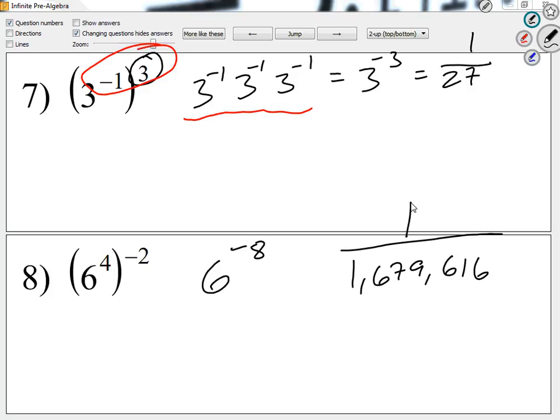Yes. So if it was a positive, it would be like that? If it was a positive, it would just be on top. But because of the negative, yes, make it into a fraction.